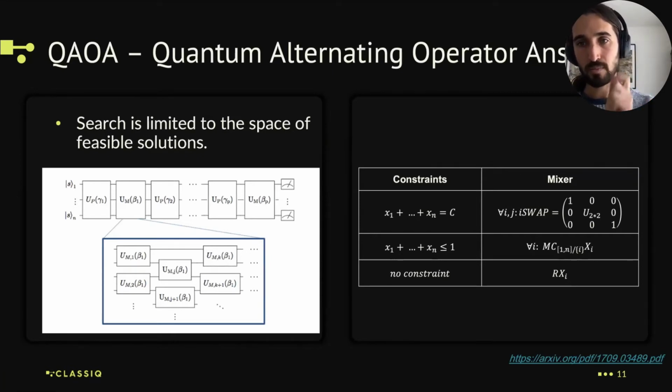This is just like specific constraints. In Classiq, we generalize this scheme to many more constraints. And now almost every ILP problem with integer variables or binary variables can be integrated inside this QAOA scheme.